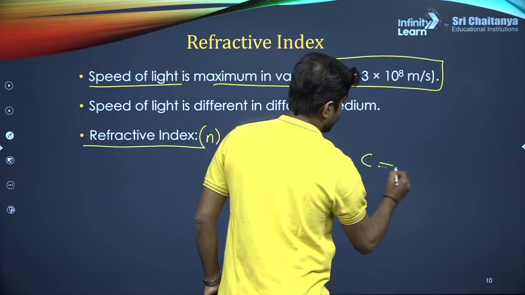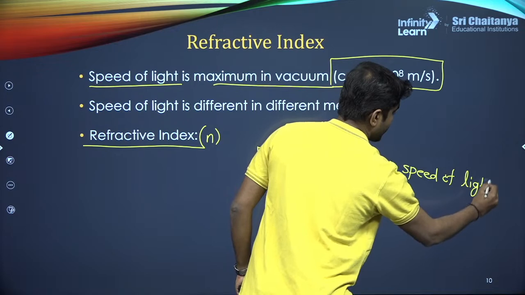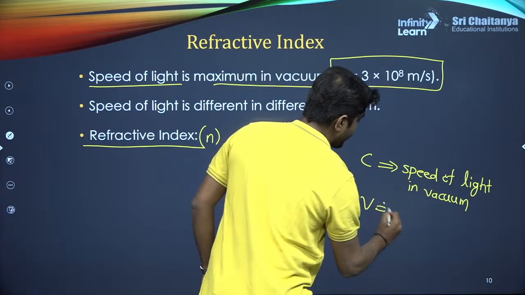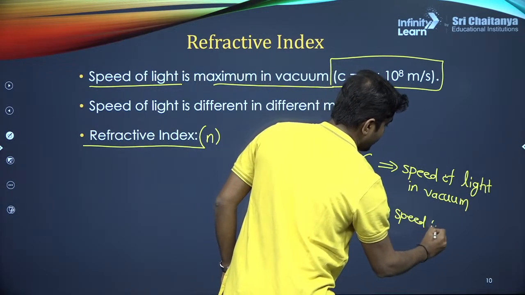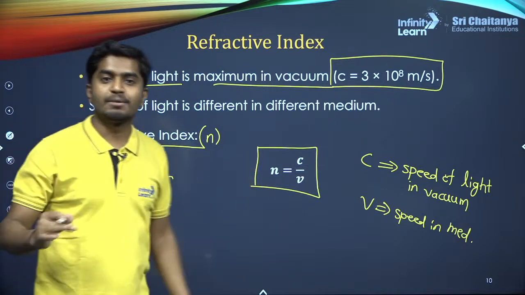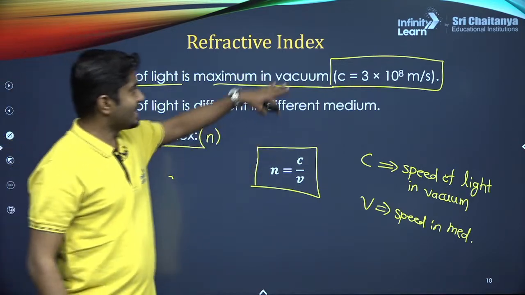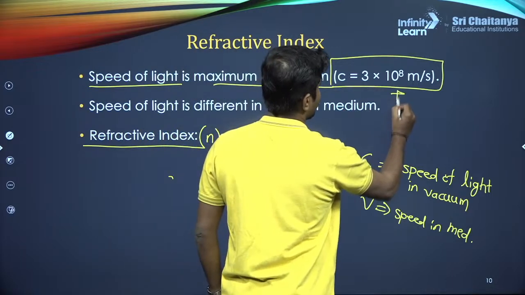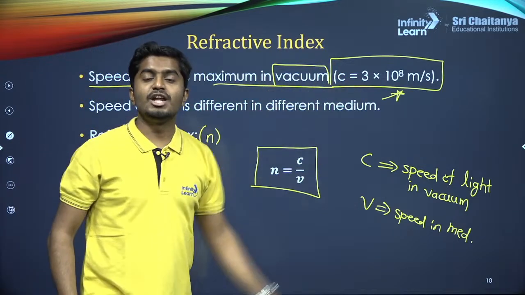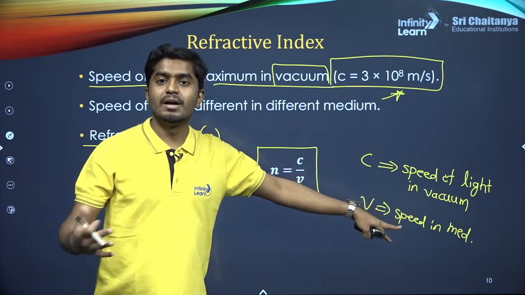So c is the speed of light in vacuum, and v is the speed of light in some medium, and n is the refractive index of that medium. Can the value of c differ? The value of c is constant. This is always constant. Why? Because it is taken in vacuum. As long as it is vacuum, the value of c will not change. It is a universal constant. But the speed of light in different media will change.